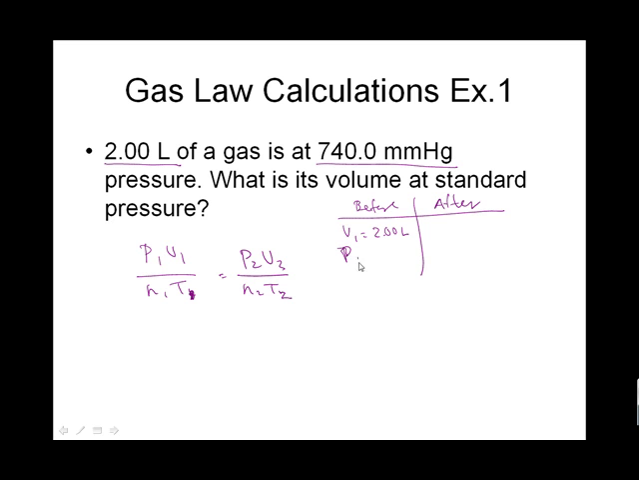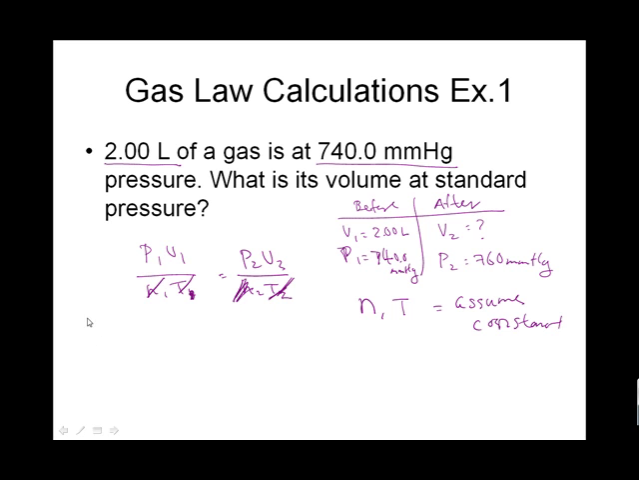So pressure P1 must equal 740.0 millimeters of Hg. And what is the new volume? So I'm actually looking for V2 at standard pressure, and I know that standard pressure is 760 millimeters of Hg. And it says no mention of the number of moles or temperature, so we're going to assume that these are constant. So if I assume that number of moles and temperature are constant, I can cancel these out. And so now I have P1 times V1 equals P2 times V2.